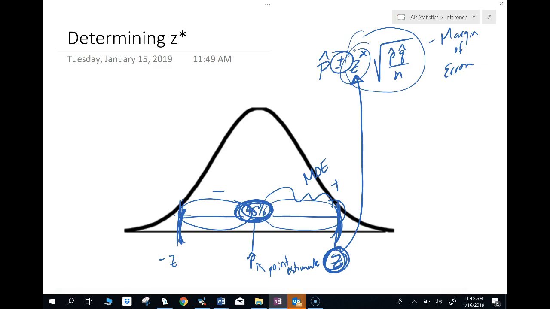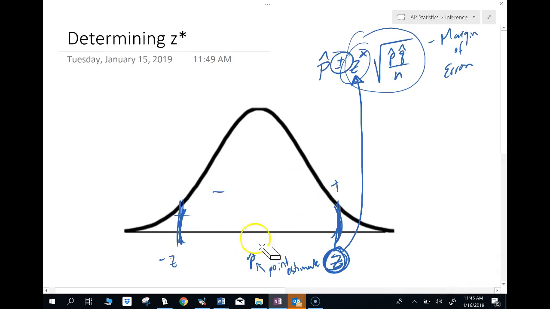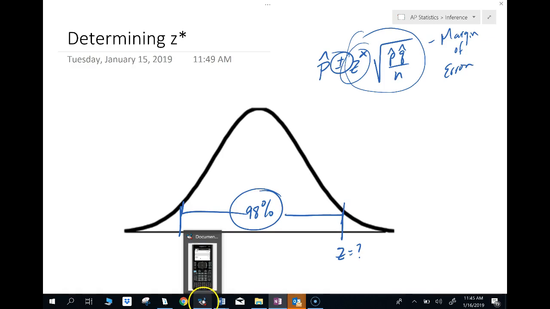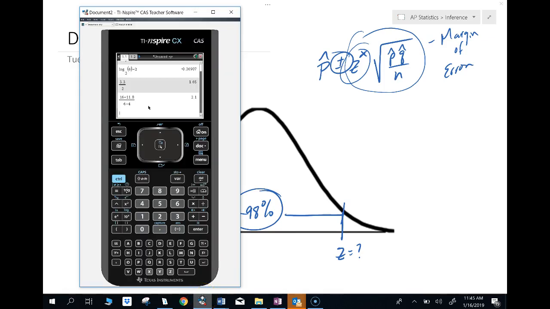So the question is, how do we determine that? Well, it's really not that bad. Let's say we want 98% confidence. We don't know the Z star for 98% confidence, so I'm going to figure out the Z that corresponds to the middle 98%. There's a couple of ways you can do this. If you have a calculator, you can use inverse norm. Okay, so inverse normal will work.